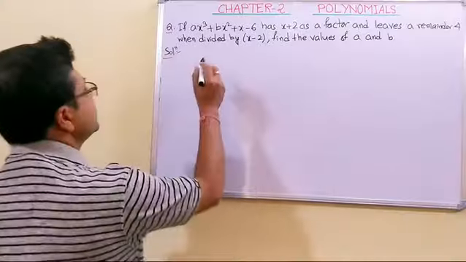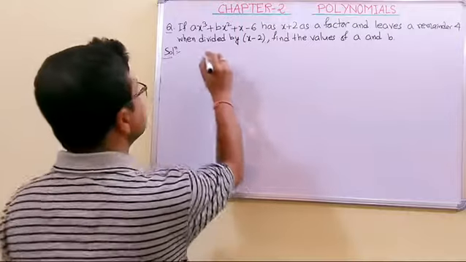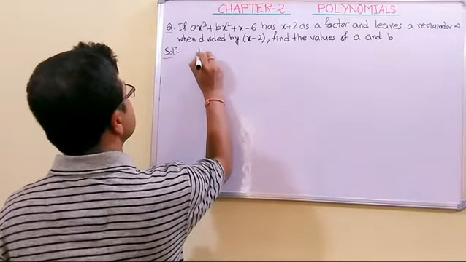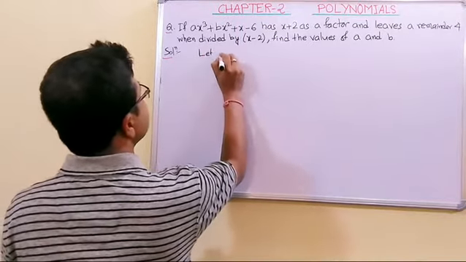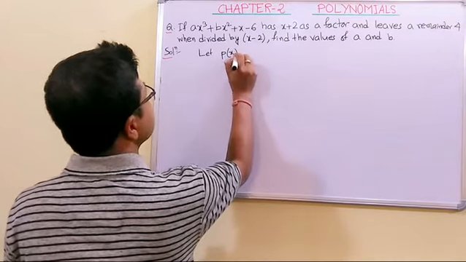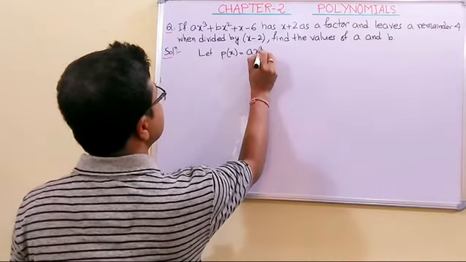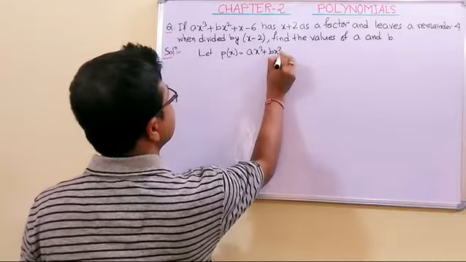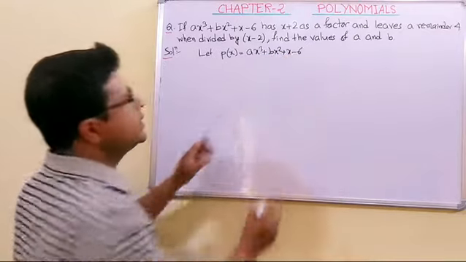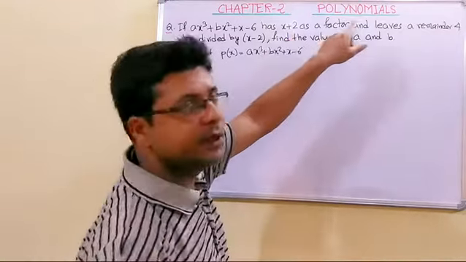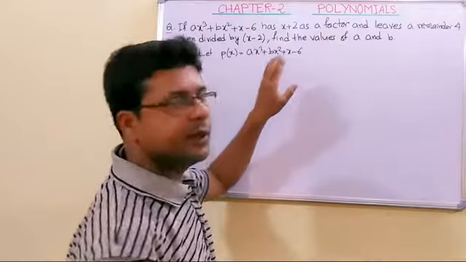So let us write the polynomial. Here we denote the polynomial by P(x) = ax³ + bx² + x − 6. Now this is divided by x + 2. x + 2 is a factor. That means the remainder will be 0.